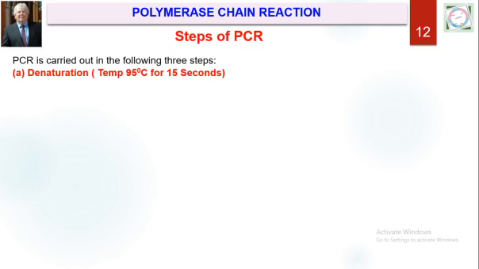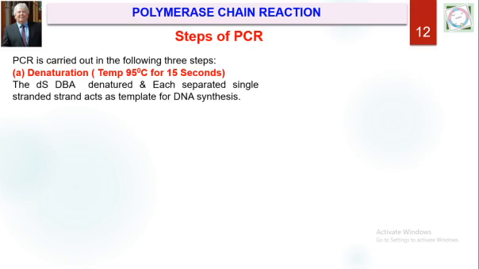The first step includes denaturation. The double strand, which is to be amplified, is subjected to 95 degrees Celsius temperature, thereby allowing the hydrogen bonds to break and the two strands to separate. So each separated single-stranded DNA acts as a template for DNA synthesis.